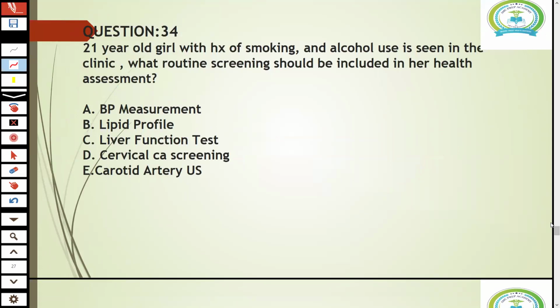Okay. Moving to the other question. A 21-year-old girl with a history of smoking and alcohol use is seen in the clinic. What routine investigation should be included in her health assessment? Blood pressure, lipid profile, liver function test, cervical cancer screening, carotid artery ultrasound.